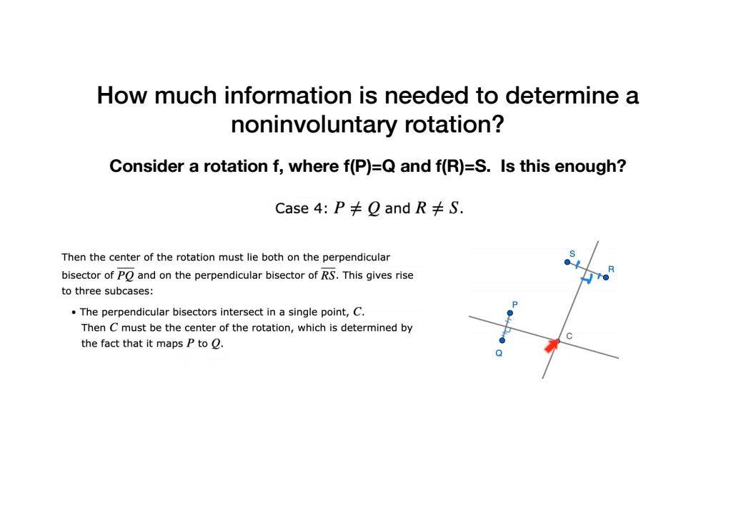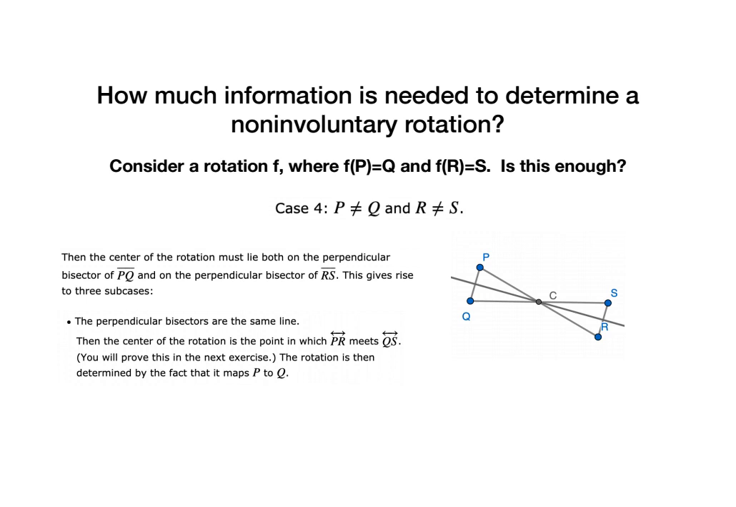So once I know the center of rotation, now I can tell everything else about the points in the plane. I know the orientation at which it's rotating, and I also know the angle at which it's rotating.